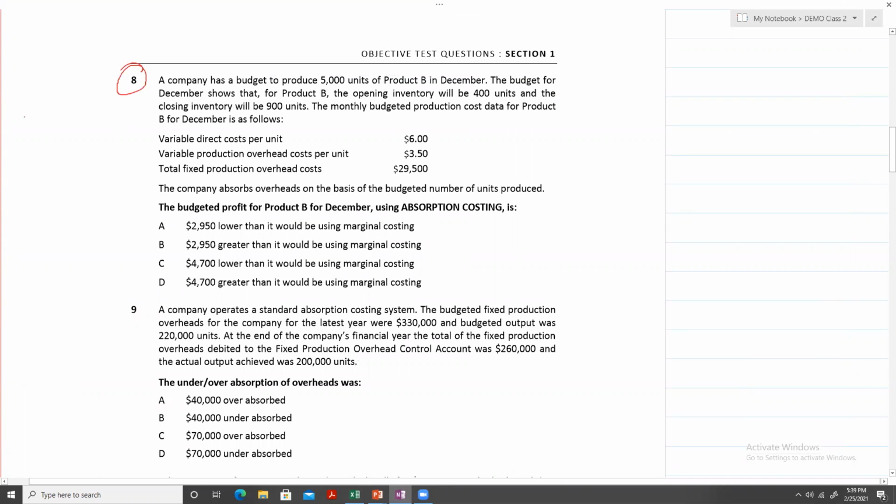I am giving you 2 minutes to read this question. I am taking a couple of minutes break here. When I come back, I will solve the question in front of you. So take your time and read this question calmly.